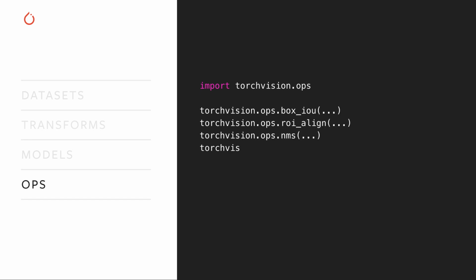In the Ops module, we provide custom operators specific to computer vision, with efficient C++ and CUDA implementations, and which have full support for TorchScript. They complement the operators in PyTorch, and are used to implement some of the most complex models in Torchvision.